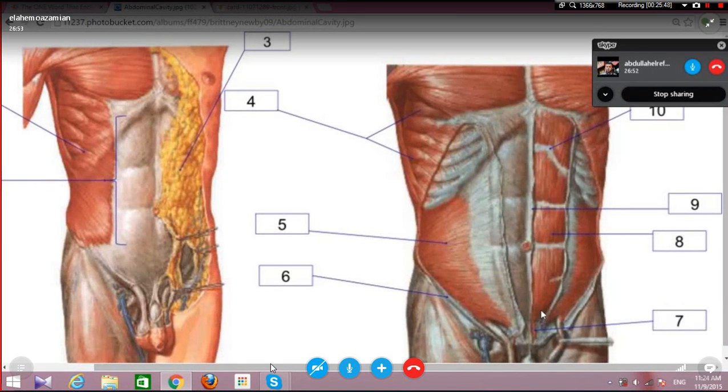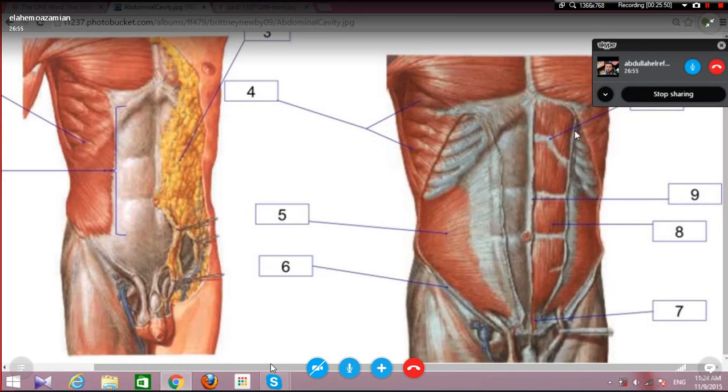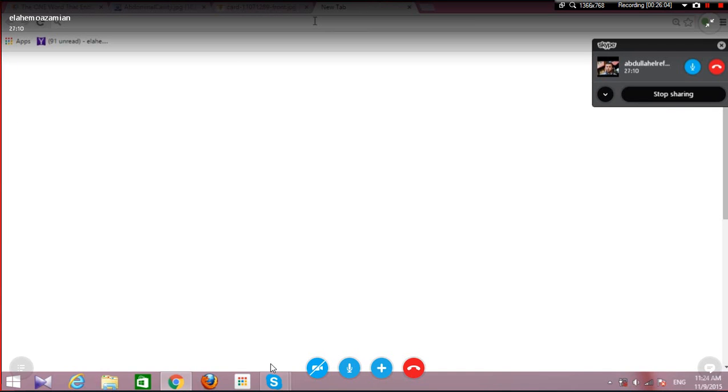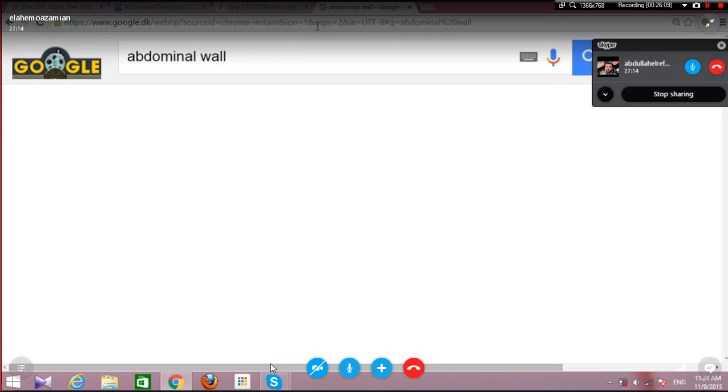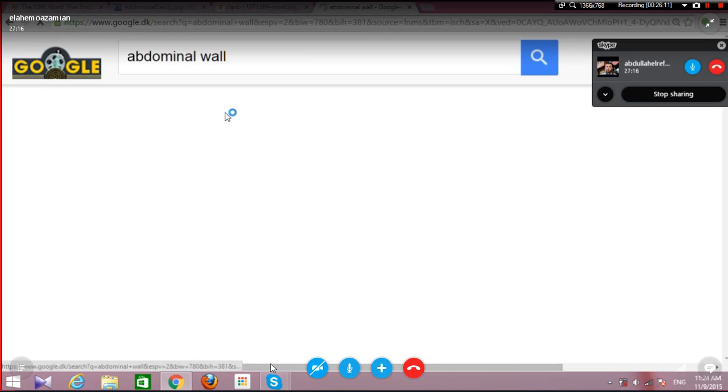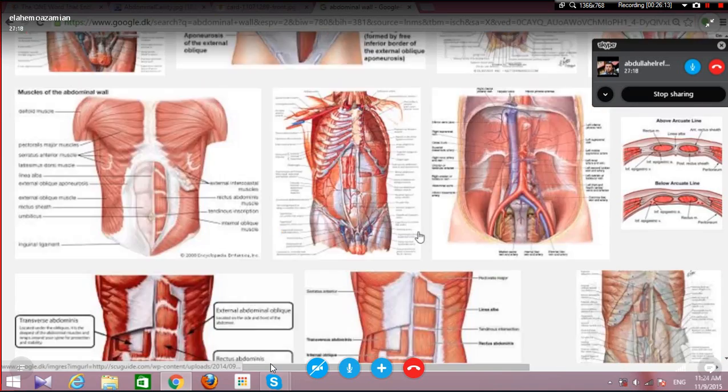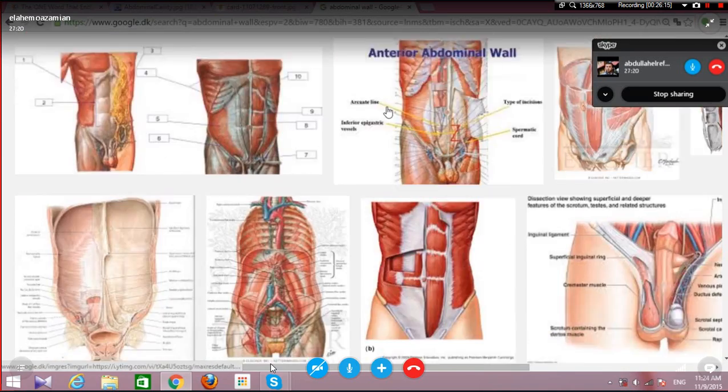Then, do you see the line here on each side of rectus abdominis, this white line? If you draw this line, this is called the semilunar line. And if a person is very muscular, let me find a picture. Like, for example, bodybuilders.